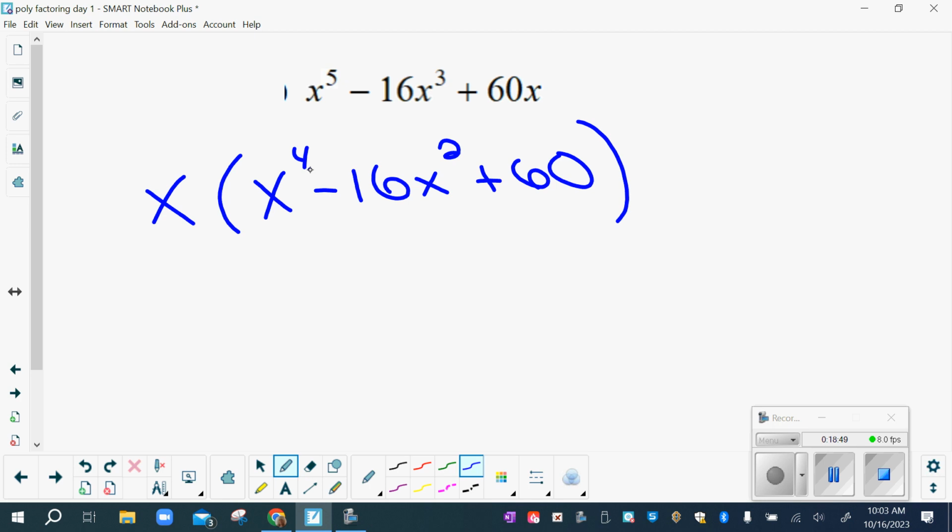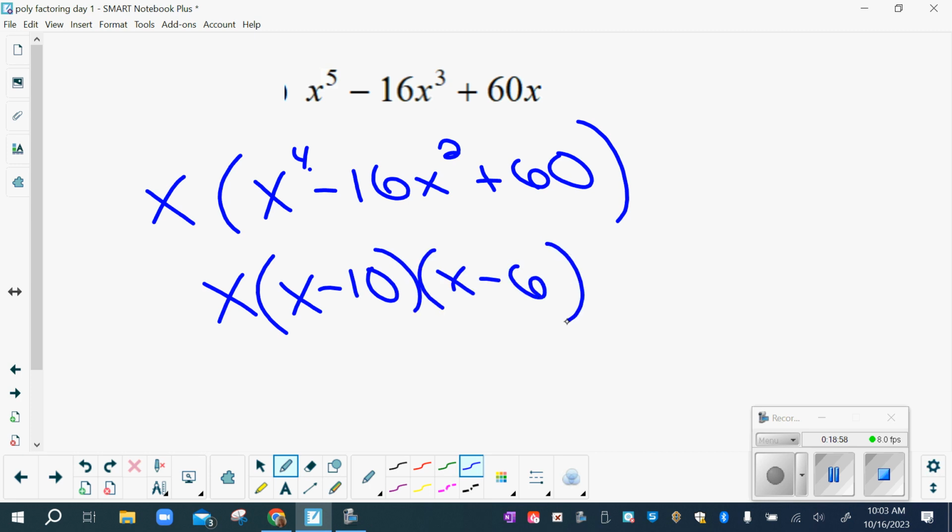Yep. Beautiful. And Justin remembered to keep that X out front, which was awesome. He went minus 10, X minus 6, and then he thought, wait a second, split that guy up. That's what he got. How'd you do?